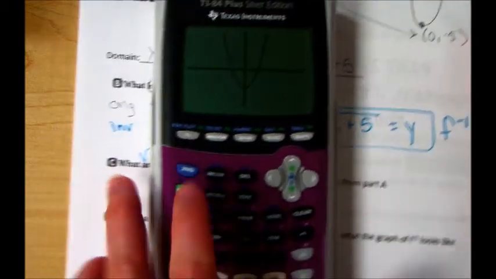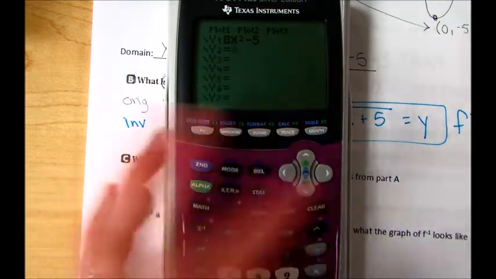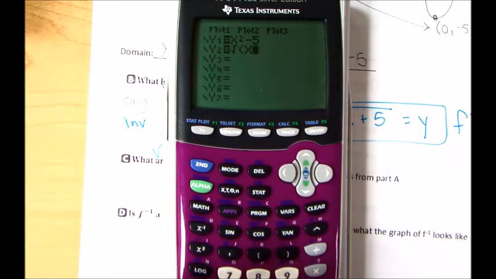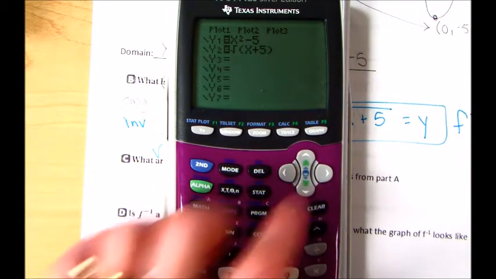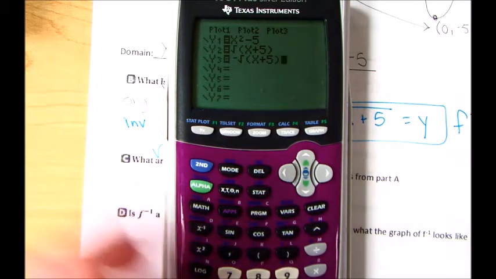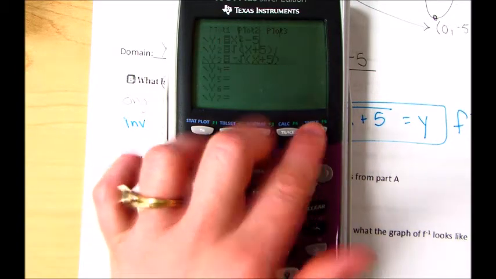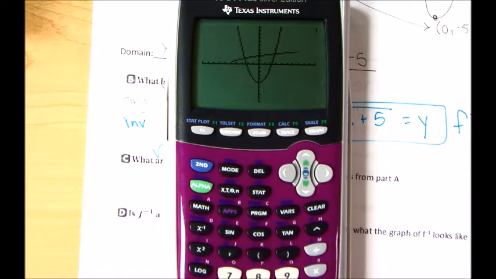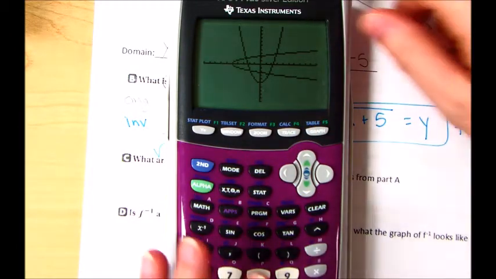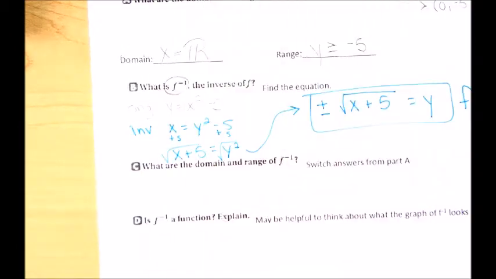If I graph this on a calculator so I can prove to you that that is the inverse, I have to do the positive square root of x plus 5, and I have to do the negative square root of x plus 5. Now when I hit graph, it's going to do the positive side first, and now it's going to do the negative side. And if I could fold these together, they would fold one right on top of the other.